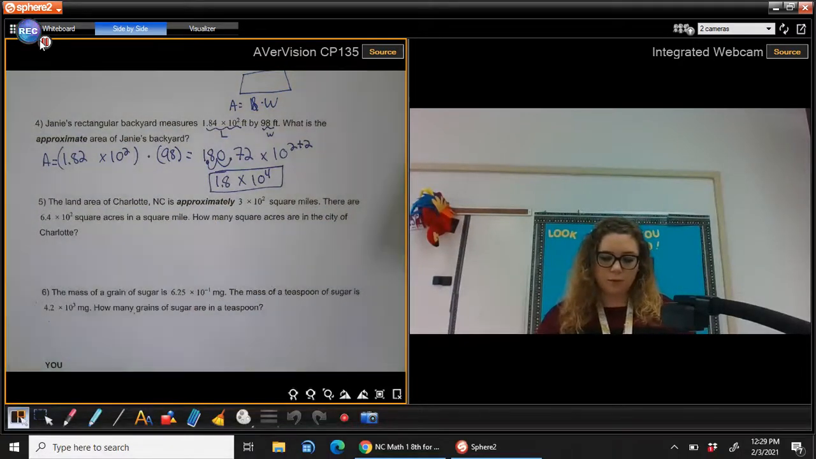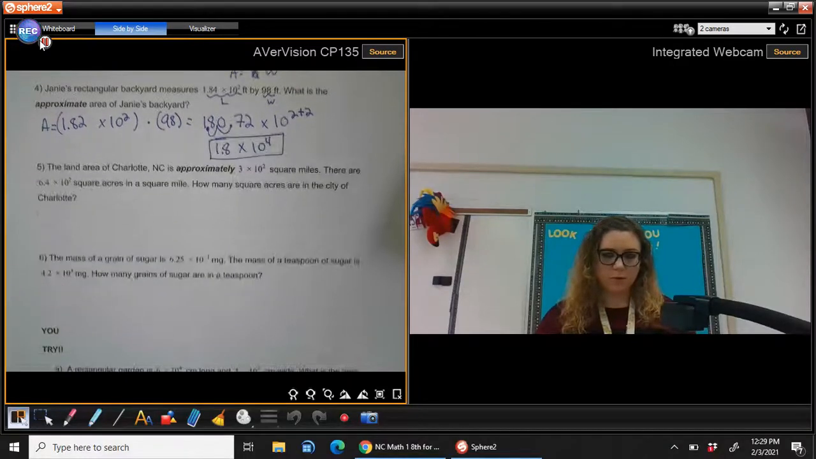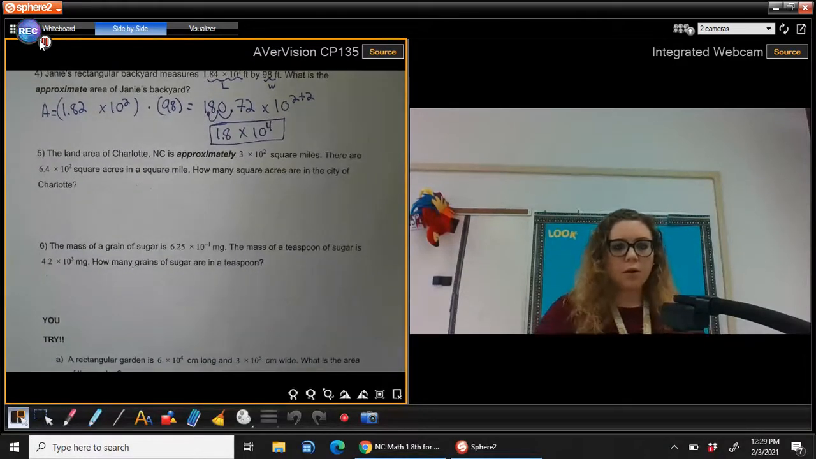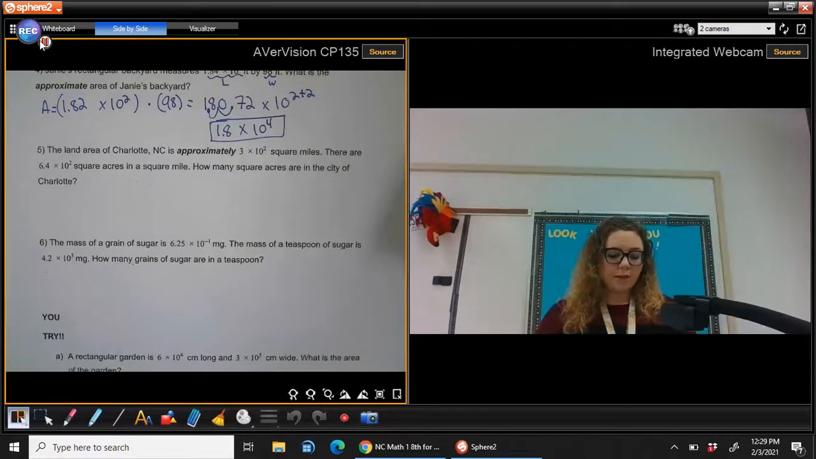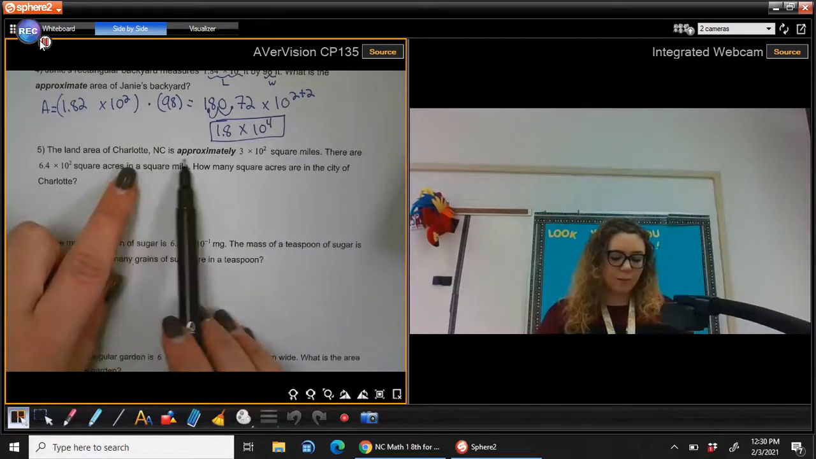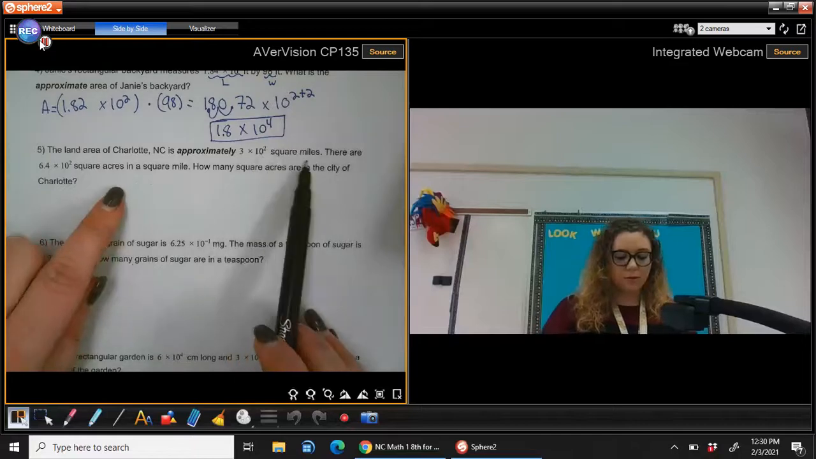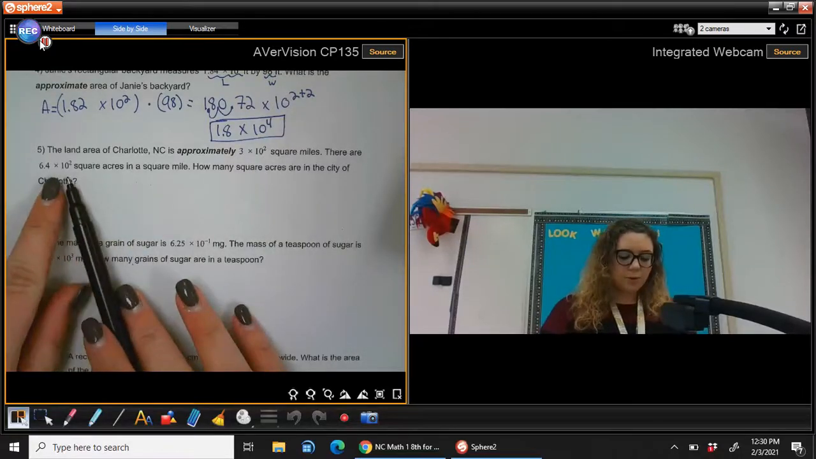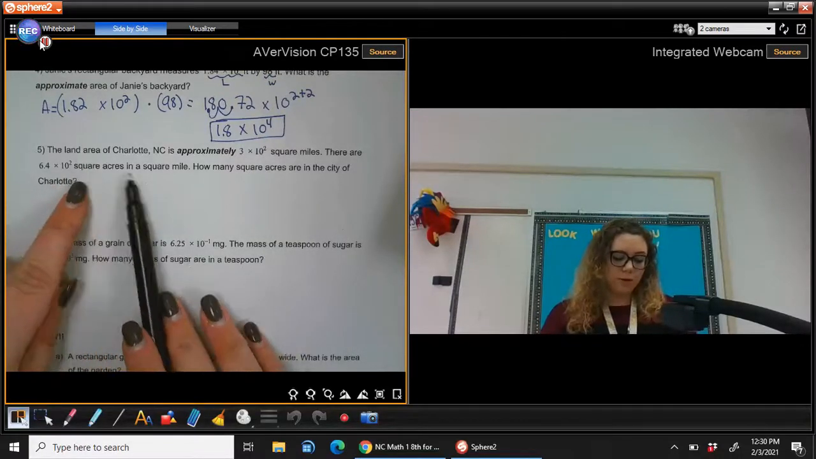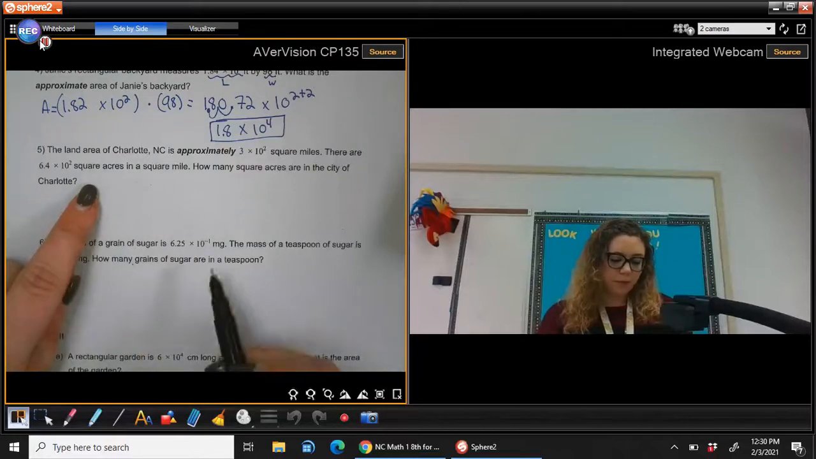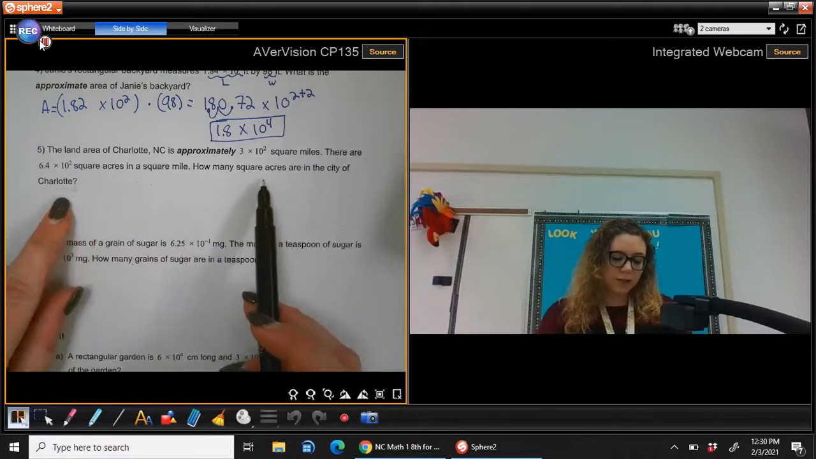Moving on. Okay, let's go to number 5. The land area in Charlotte, NC is approximately 3 times 10 squared square miles. There are 6.4 times 10 squared acres in a square mile. How many acres are in the city of Charlotte?